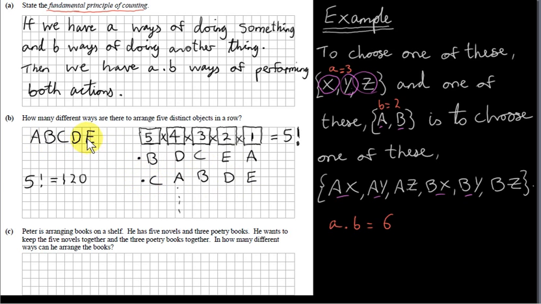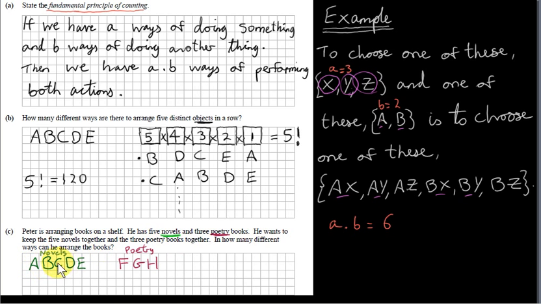And of course these 5 letters can stand for any 5 objects. We could be arranging 5 different books in a row, or 5 different blocks, whatever. Peter is arranging books on a shelf. He has 5 novels and 3 poetry books. He wants to keep the 5 novels together and the 3 poetry books together. In how many different ways can he arrange the books?